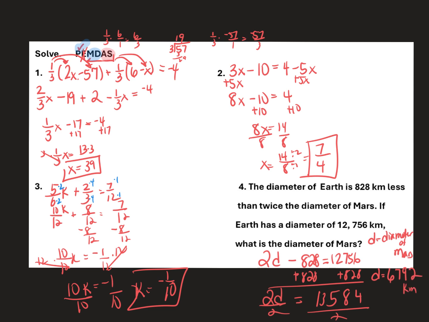Now I'm going to answer this. A word problem should have word answers. I think I'll answer it here. I think you have enough space underneath yours. I would say the diameter of Mars is 6,792 kilometers. That would be my answer to number 4.